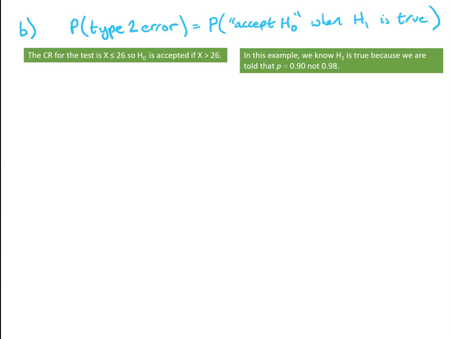In this example, we know that the alternative hypothesis is true because we've been told that the value of p is 0.90, not 0.98. So what we've got to work out is the probability that x is bigger than 26 when x has the binomial distribution with n equals 30 but with p equals 0.9.